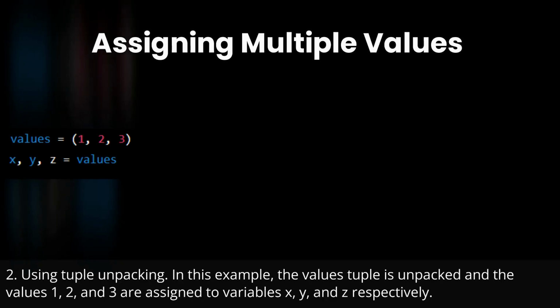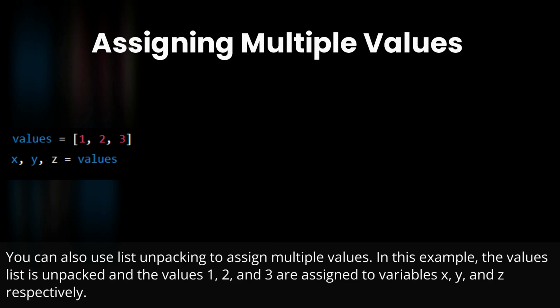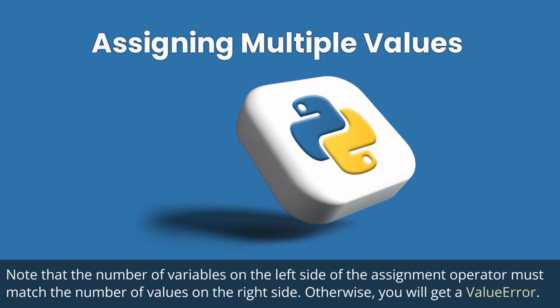2. Using tuple unpacking. In this example, the values tuple is unpacked and the values 1, 2, and 3 are assigned to variables x, y, and z respectively. You can also use list unpacking to assign multiple values. In this example, the values list is unpacked and the values 1, 2, and 3 are assigned to variables x, y, and z respectively. Note that the number of variables on the left side of the assignment operator must match the number of values on the right side. Otherwise, you will get a value error.